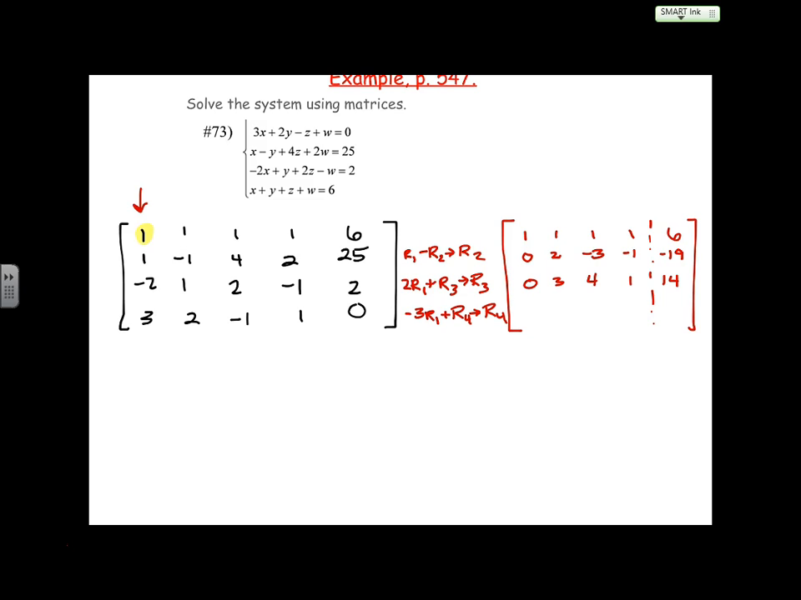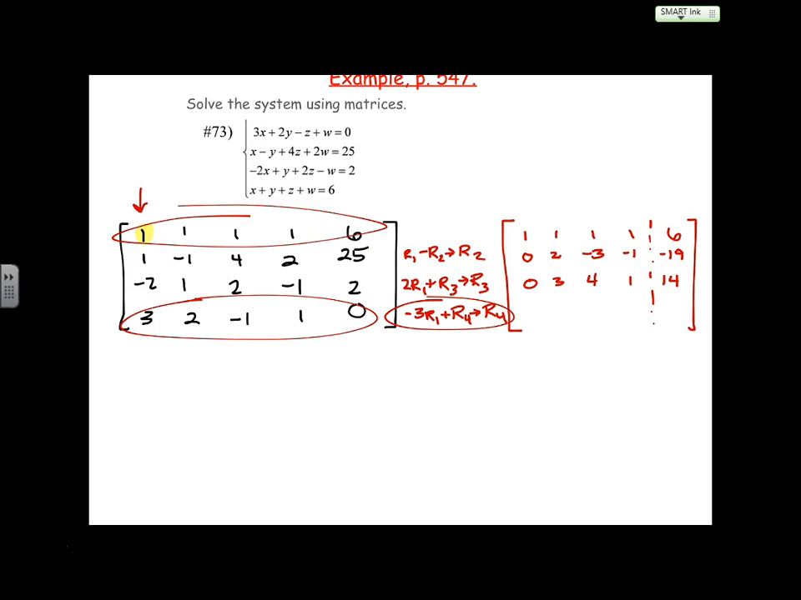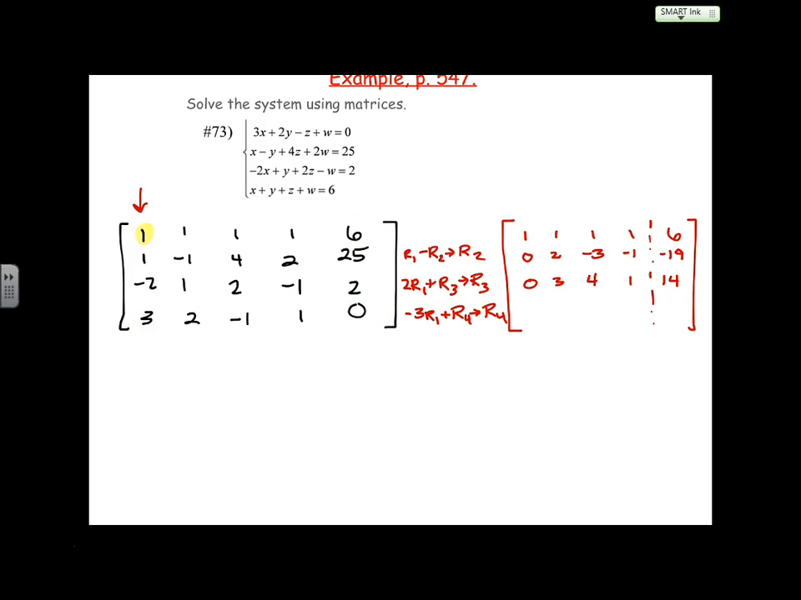Last but not least, I'm going to do the top row, every element times negative 3 plus row 4. Every element times negative 3, adding them to row 4 to get that 0 down there. 1 times negative 3 is negative 3 plus 3 is 0. 1 times negative 3 is negative 3 plus 2 is negative 1. 3 minus 1 is negative... it's negative 3, right? Yeah. Negative 3 plus 1 is negative 2, and negative 18 plus 0 is negative 18. Mental mathers, how's it look?